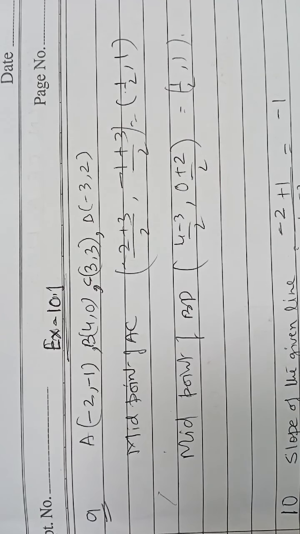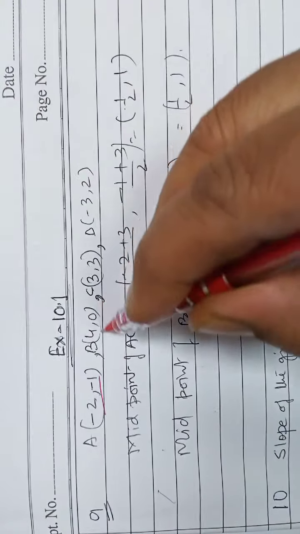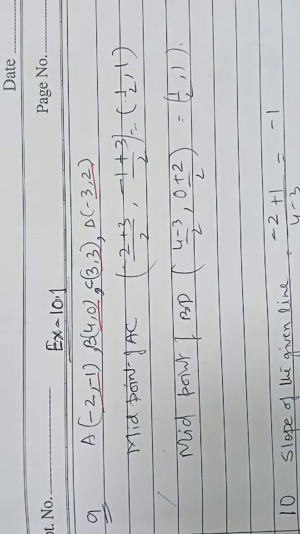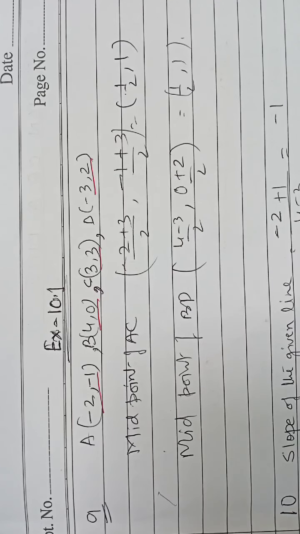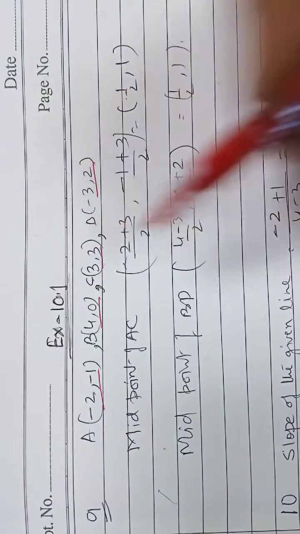Now see number 9. Four vertices of a quadrilateral are given, and without using the distance formula, you have to prove it is a parallelogram. By using the distance formula, if we can show that opposite sides are equal, then it is a parallelogram, but without using that. So first of all, I name it ABCD.